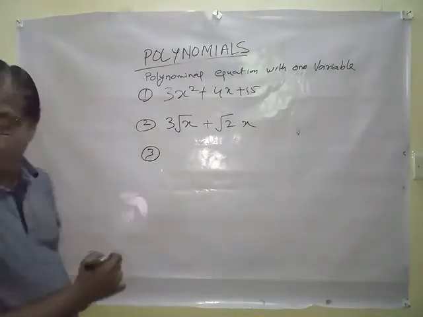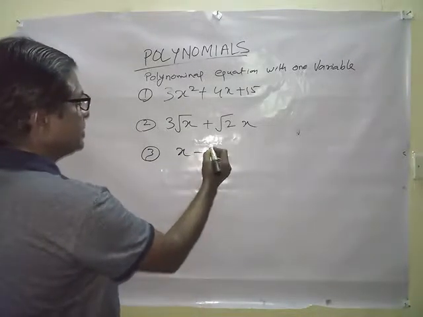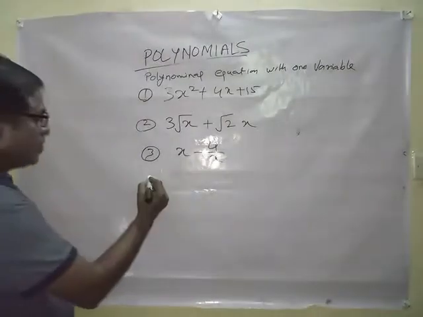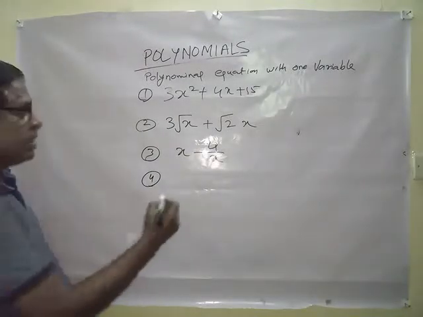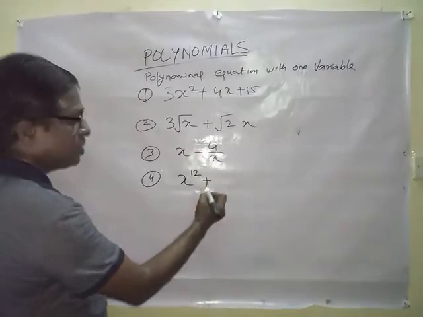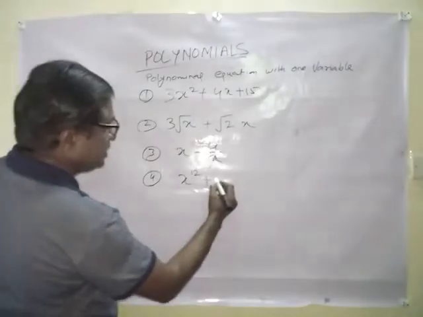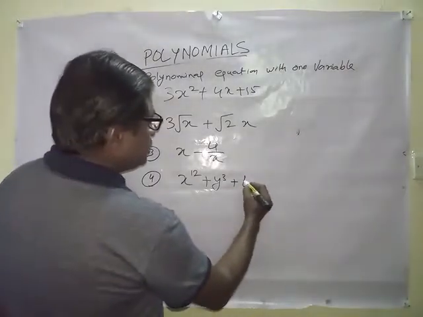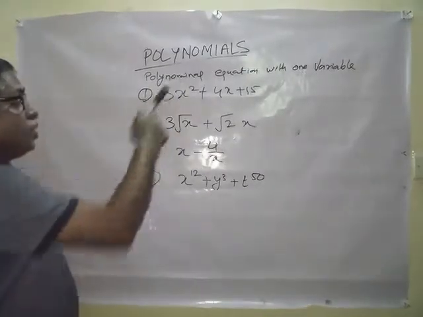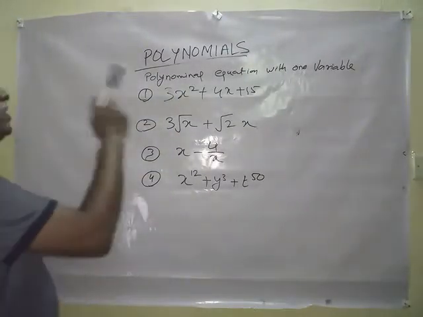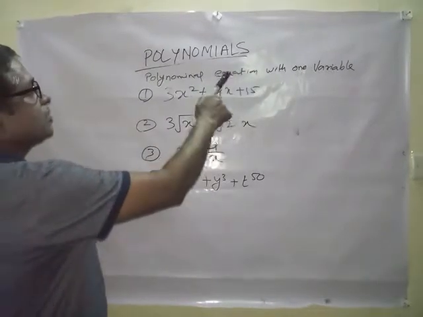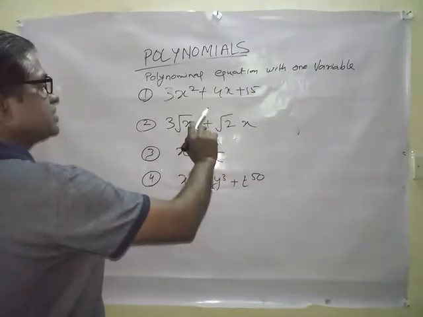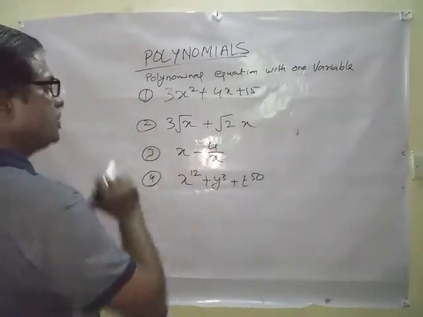Number 3, x minus 4 by x. Find out for this also. And number 4, x raised to power 12 plus y raised to power 3 plus e raised to power 50. Now you find out whether these equations are polynomial equations with one variable or not. If yes, then give the reason. If no, give the reason.